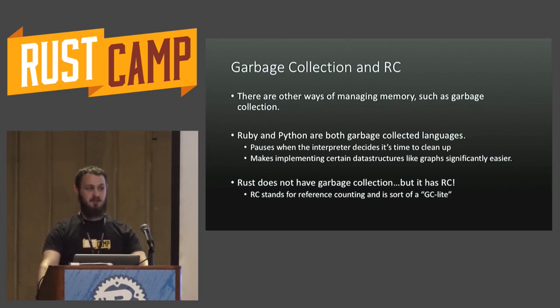And it's kind of nice, especially when you do things like build graphs or really deeply nested data structures, because you don't have to think about it. But it also comes with a massive performance hit. So Rust doesn't have garbage collection, but we have something kind of sort of like it, sort of GC light, called RC. RC stands for reference counting.